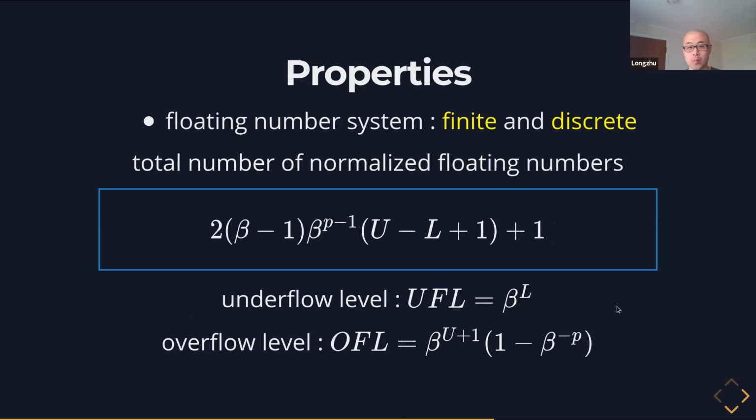The first one is easy. The first one is 2 because you are plus minus, right? And second one, beta minus 1. Why is beta minus 1? Beta is the base, right? So this is representing the possibility of the first digit in the mantissa. So that's basically D0. How many possibilities for D0?